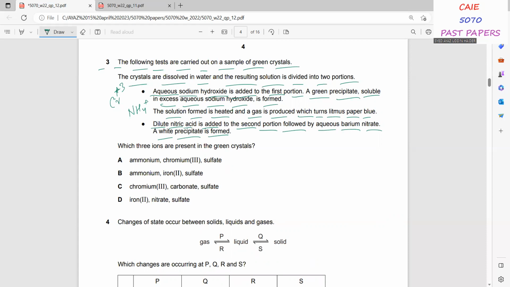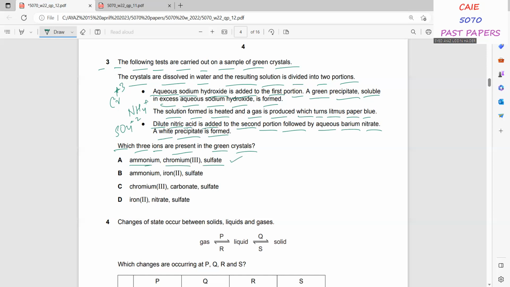So we are adding nitric acid. Nitric acid is added to destroy any carbonate ion present in the solution. Barium nitrate is used to test for the sulfate ion. So it must contain sulfate ion, SO4 2-. Which three ions are present in the green crystals? A, ammonium, chromium 3, and sulfate. This looks correct to me.